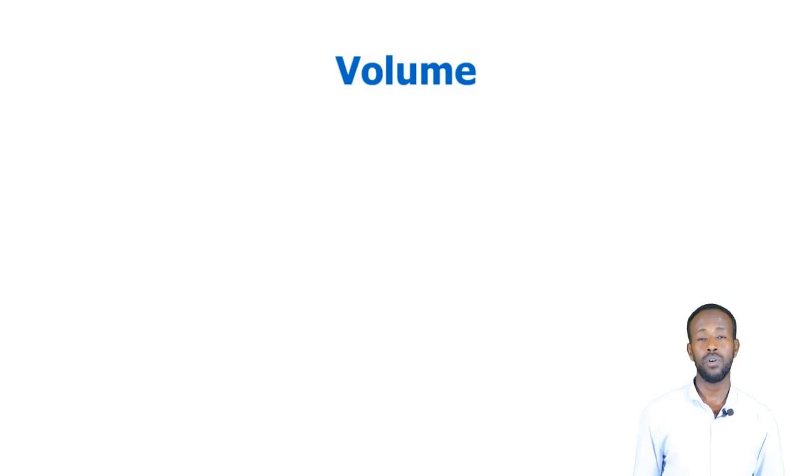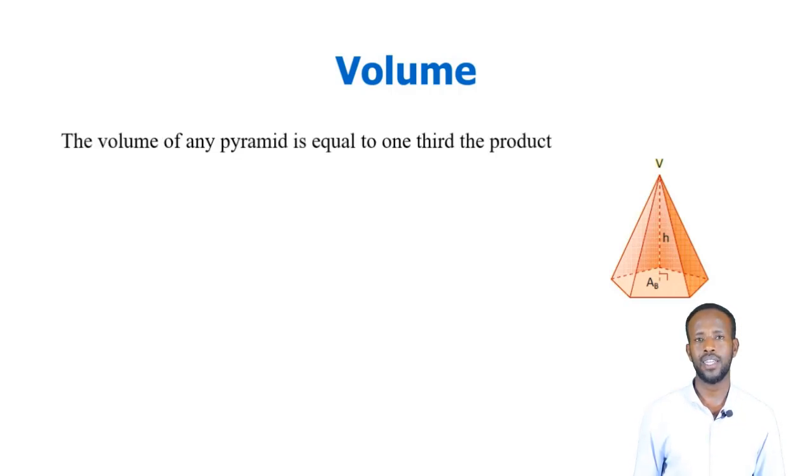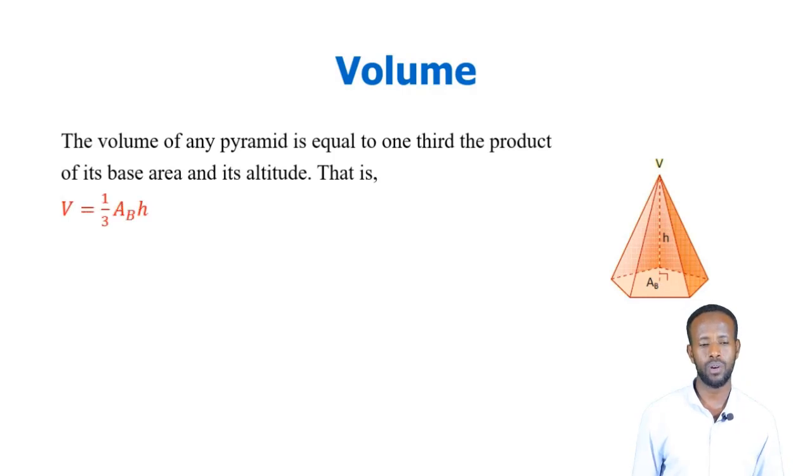Now let us see the volume. Volume of a pyramid. This is the pyramid. The volume of any pyramid is equal to one third the product of the area of the base and its altitude. That is, V is equal to 1 over 3 times area of the base times height. Height, you look at the figure, the height is what? The line that comes from the vertex and is perpendicular to the center of the base.